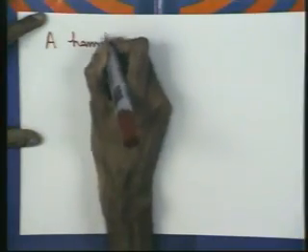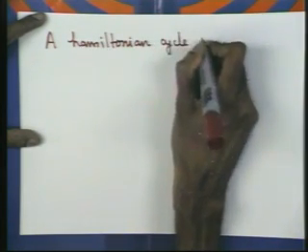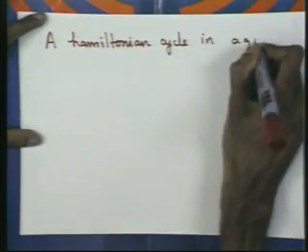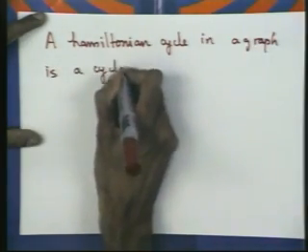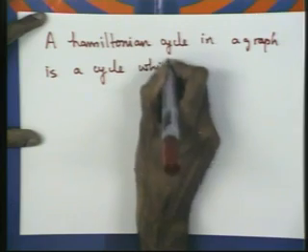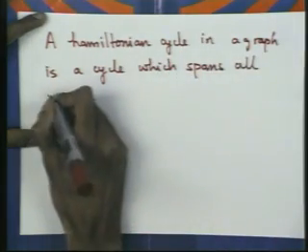A Hamiltonian cycle is very similar. It's a cycle which spans all vertices. It's one single cycle which spans all vertices. Okay, so let me write this down too. A Hamiltonian cycle in a graph is a cycle which spans all vertices.